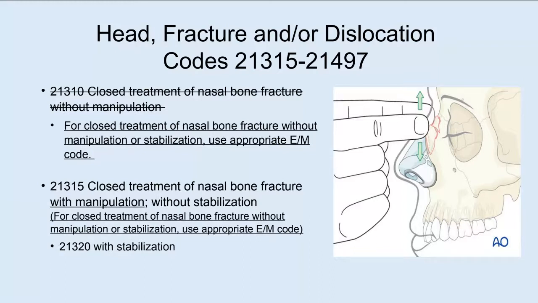21315, closed treatment of nasal bone fracture with manipulation without stabilization, and then 21320 for with stabilization. So this one's without stabilization. So these were revised, but this is with manipulation. If it's without manipulation, again, you're going to use an E&M code.